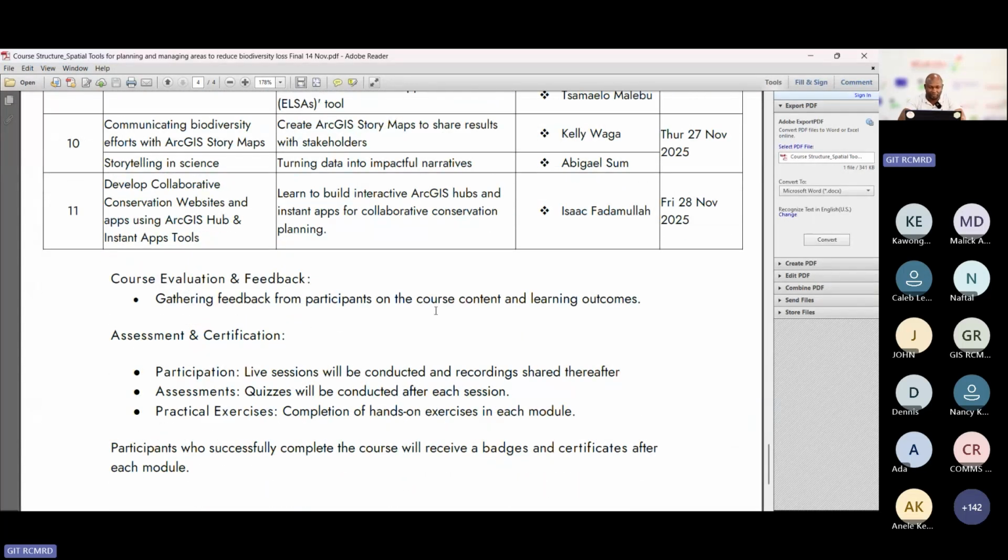At the end of the course, we are going to issue a badge and certificates for the participants who complete the course.